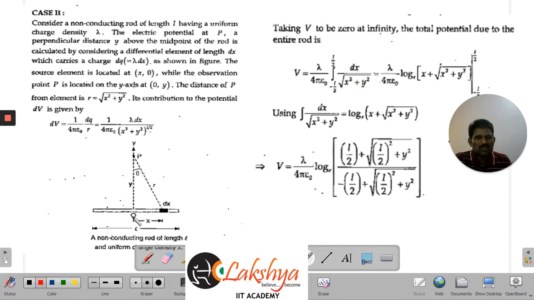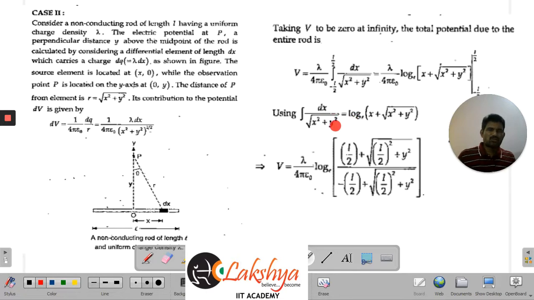The limits we take are from minus L by 2 to plus L by 2. If one end is minus L by 2, the other end will be plus L by 2. Then the integration of this function gives a logarithmic function: the integral of dx by under root of x square plus y square is log base e of x plus under root of x square plus y square. This integration will be easy for you if the integration topic in mathematics is completed.